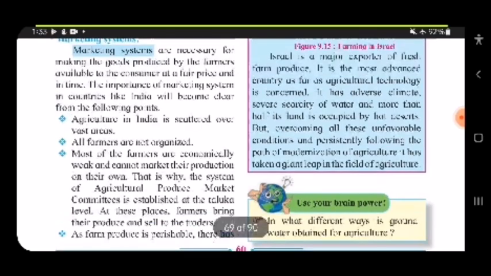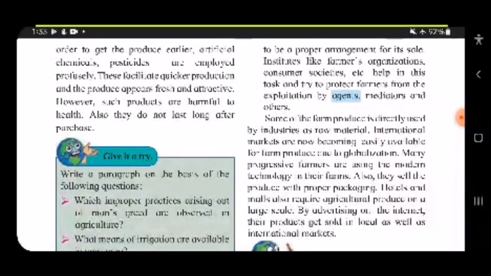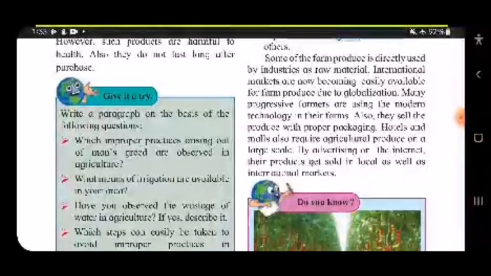As farm produce is perishable, there has to be a proper arrangement for its sale. Institutes like farmers' organizations, consumer societies, etc. help in this task and try to protect farmers from exploitation by agents, mediators, and others. Some of the farm produce is directly used by industries as raw material. International markets are now easily available to farm produce due to globalization. Many progressive farmers are using modern technology on their farms. Nowadays, farmers are also using the latest technology. Also, they sell the produce with proper packing.